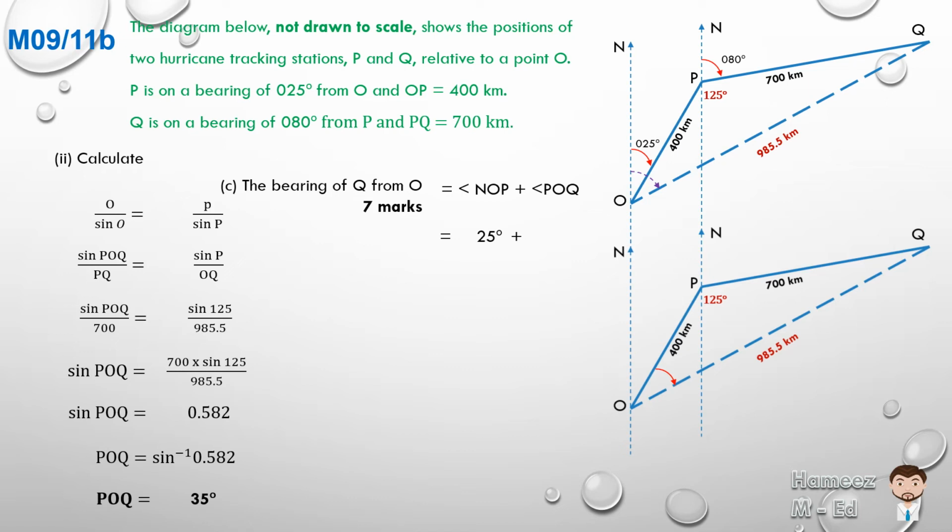So we can now substitute. So we get 25 degrees plus 35 degrees. As such, the bearing is 60 degrees, or 060.